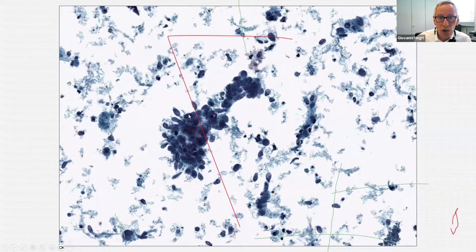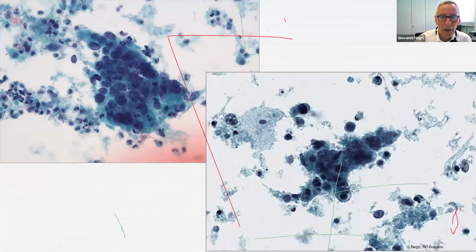So look here, this is a sheet of cells with all the criteria of an adenocarcinoma in situ: nuclear crowding, palisading, feathering. But here you see also evident tumor diathesis, a large number of atypical isolated cells. That's the picture of an endocervical adenocarcinoma infiltrating the cervix. In poorly differentiated cancers, it may be quite difficult in adenocarcinoma of the cervix.